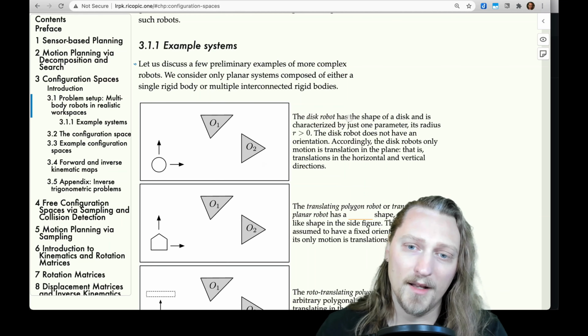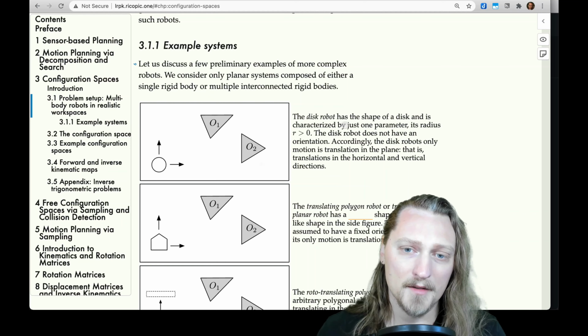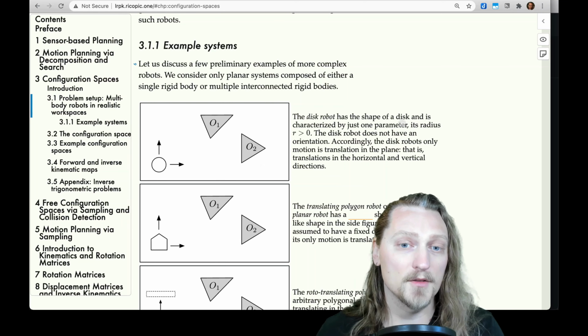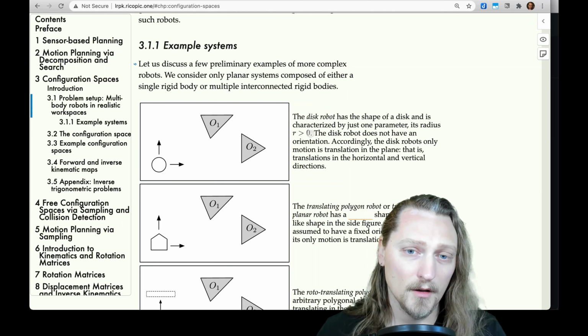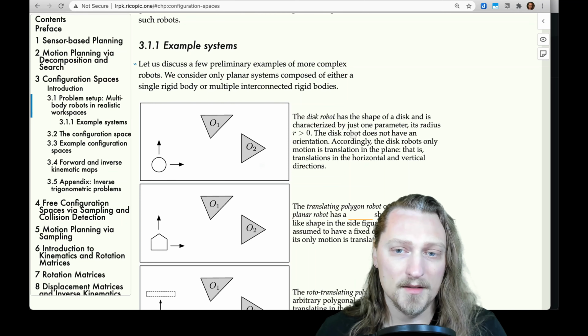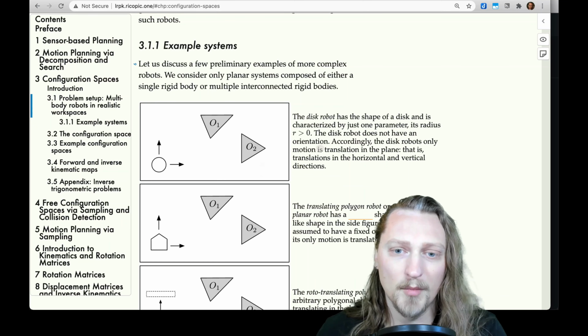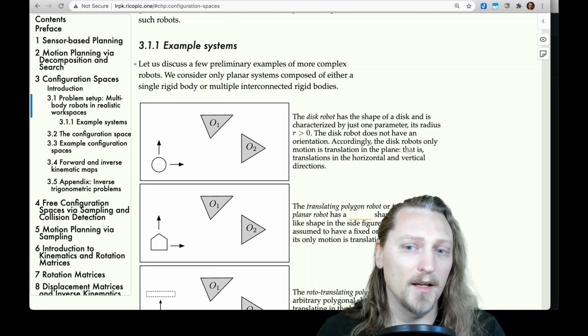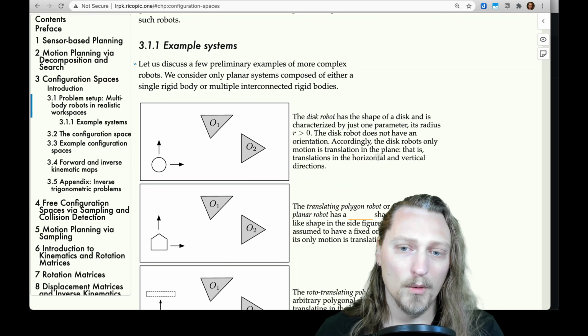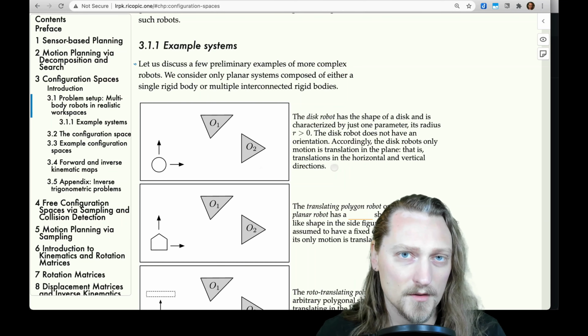The disk robot has the shape of a disk and is characterized by just one parameter, its radius, r greater than 0. The disk robot does not have an orientation. Accordingly, the disk robot's only motion is translation in the plane, that is, translations in the horizontal and vertical directions.